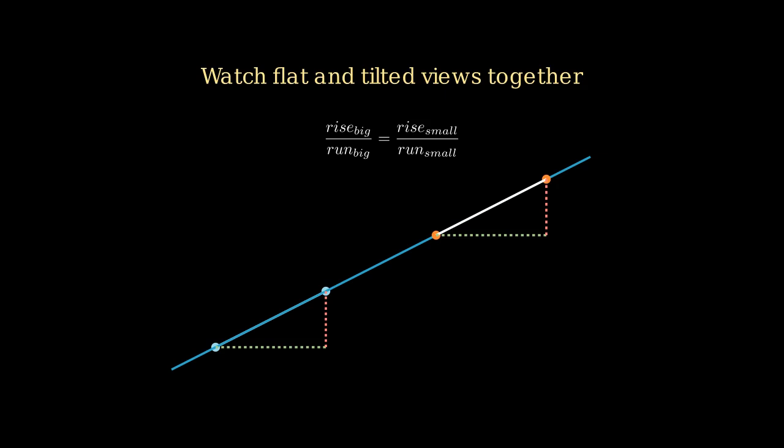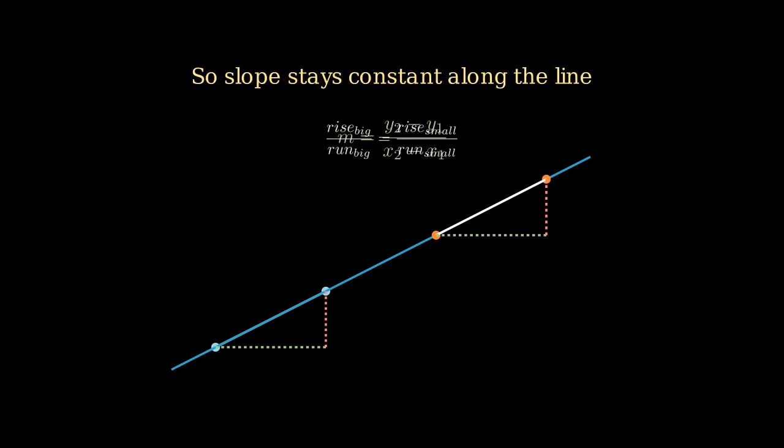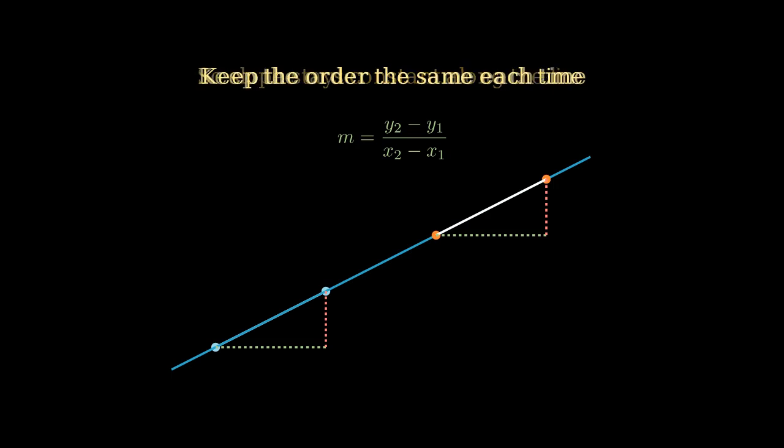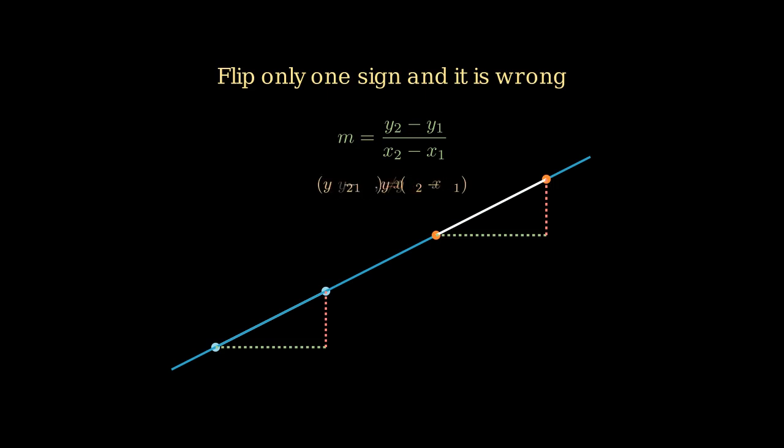The scaling factor cancels out completely. And that is exactly why slope is called constant along a straight line. No matter which 2 points you pick on the line, the ratio rise over run always reduces to the same number, m. A sign error here would be forgetting to keep y sub 2 minus y sub 1 and x sub 2 minus x sub 1 in the same order. If you flip one and not the other, you get the wrong sign for the slope entirely.